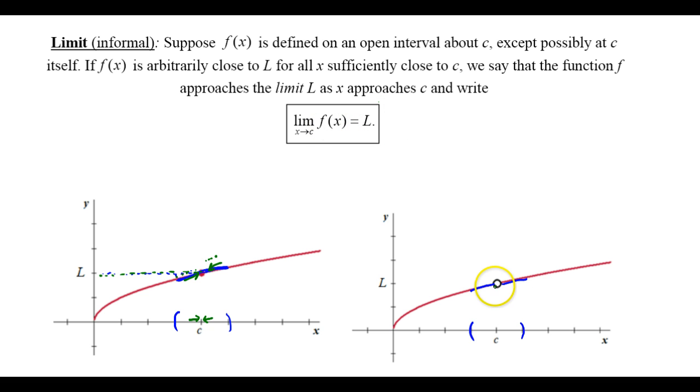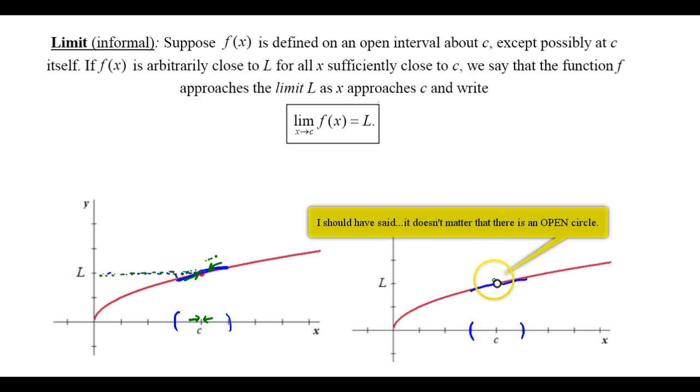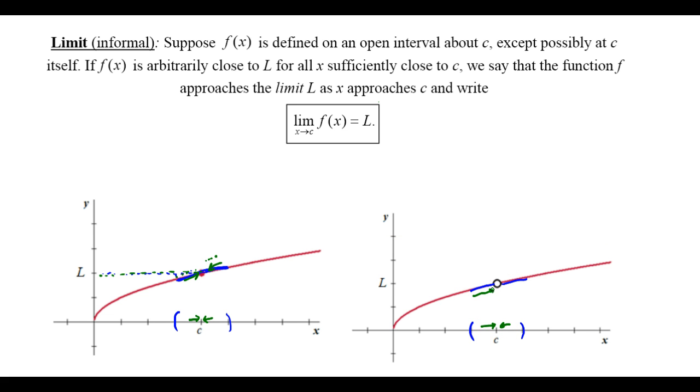And it doesn't matter that there was a filled in circle on this second graph, because as I get close to c from both sides, well, my function's still getting arbitrarily close to this y value here, L. So it didn't matter if there was an open circle there or not, because limits don't care what happens at that particular value. They care about what happens as we get close to that particular value.